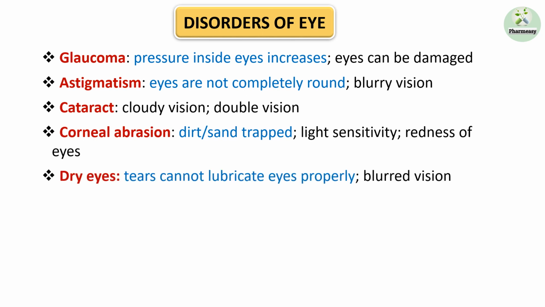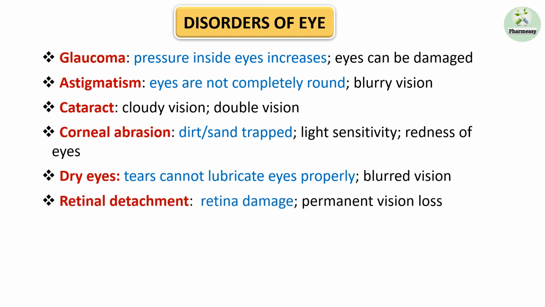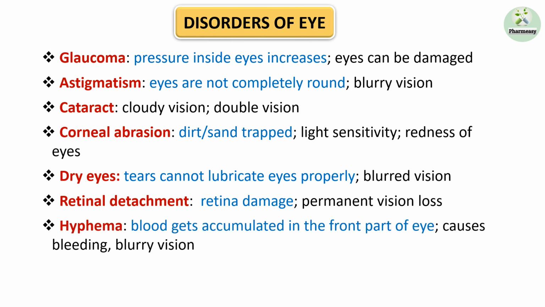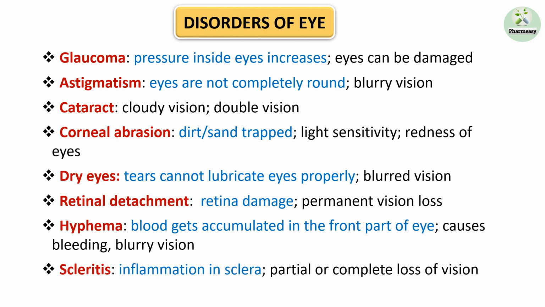Dry eyes. In this, tears cannot lubricate the eyes properly and it causes blurred vision. Retinal detachment. In this, the retina is damaged and causes permanent vision loss. Hyphema. Blood gets accumulated in the front part of the eye and causes bleeding and blurry vision. Scleritis. Inflammation in the sclera that causes partial or complete loss of vision.